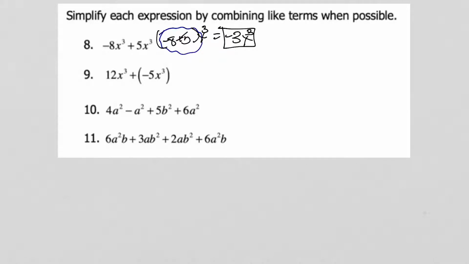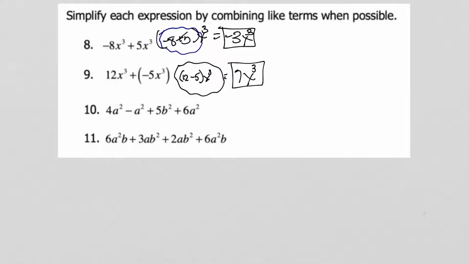Number 9, we have 12x cubes, and then we're going to add negative 5x cubed. So really what we're doing here is this. You might think of it this way. How many of those x cubes do we have? We have 12 of them, and then we're going to lose 5 of those x cubes. So all in all, what we're going to get here are 7 of those x cubes.